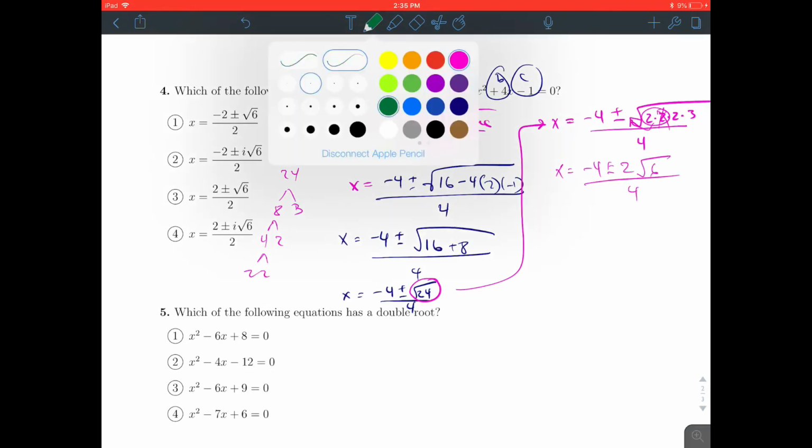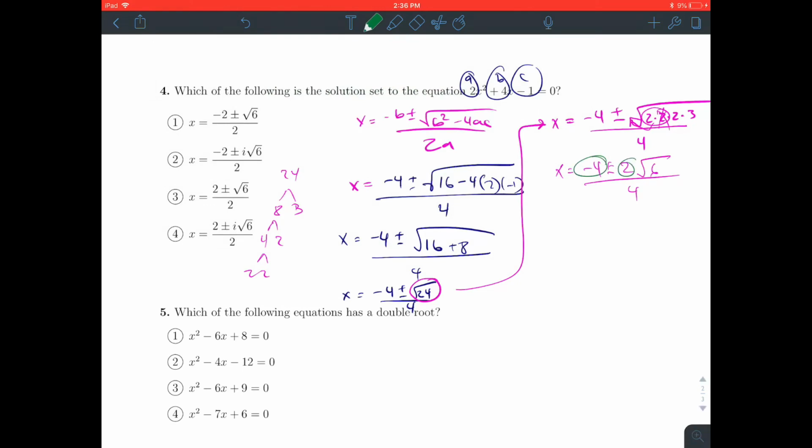And now we can reduce all of these coefficients by the same value. We'll reduce them by 2. So we get negative 2 plus or minus the square root of 6 all over 2, because we can divide each of those by 2.